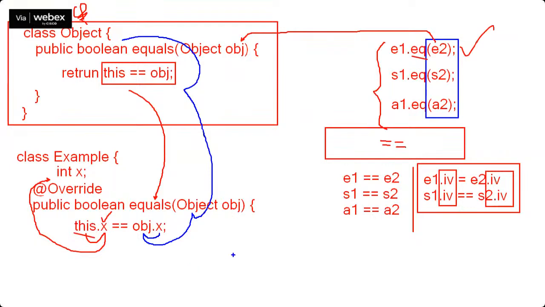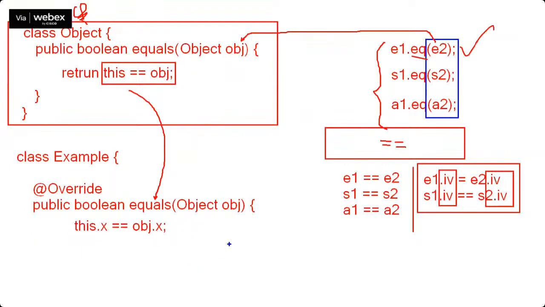You are receiving two objects of the Example class into this keyword and obj. But can I access subclass variables by using a superclass reference? No. Further, what do I have to do? I should typecast. Typecast: Example e equal to (Example) obj. Am I right? Understood this line? I told you, little complex, little difficult.